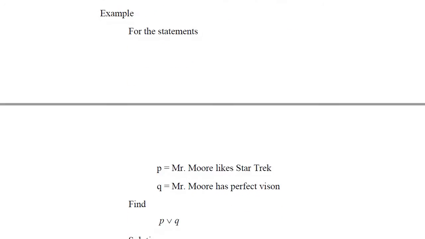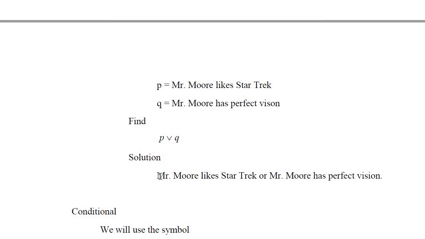So let's say I have the statement P is Mr. Moore likes Star Trek, and Q is Mr. Moore has perfect vision. So if we want to find the disjunction of P and Q, then that's going to be Mr. Moore likes Star Trek, or Mr. Moore has perfect vision.